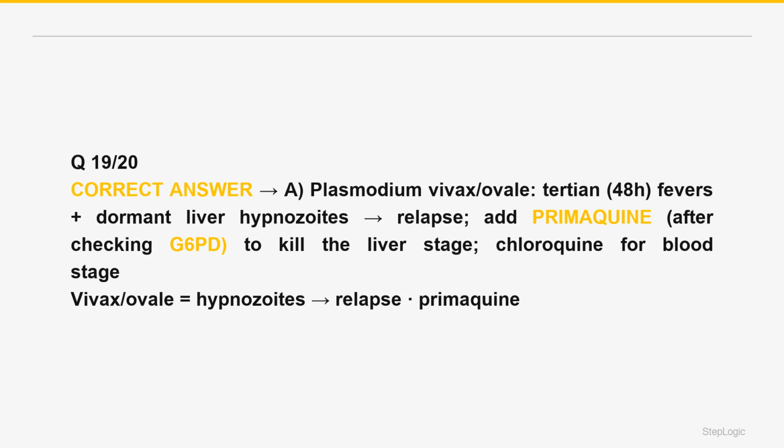P. falciparum is the severe, irregular fever one. Hypnozoite species are the relapsing, Schüffner dot, hypnozoite-forming species needing primaquine.